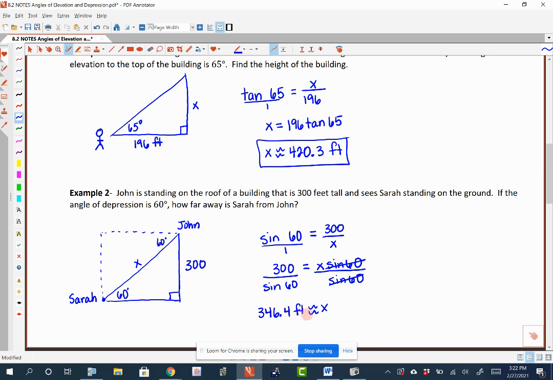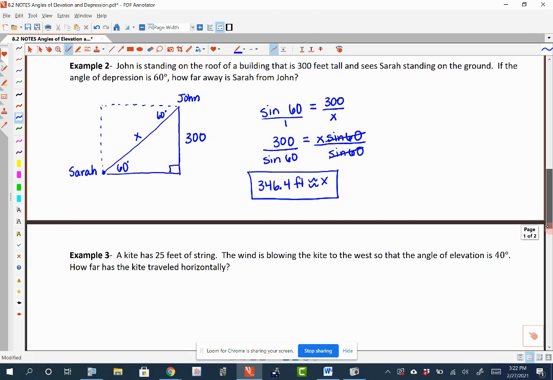346.4 feet. Okay, let's turn to the back side and look at a couple more.